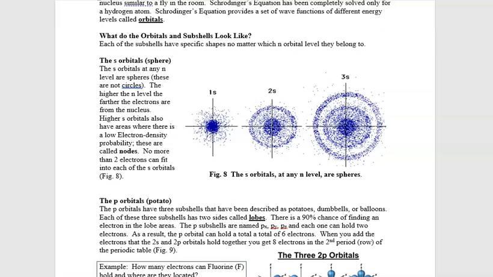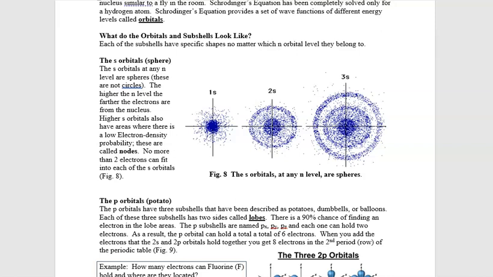So the s orbitals, sphere. The s orbitals at any orbital level are spheres. These are not circles. The higher the n level, the farther the electrons are from the nucleus. Higher s orbitals also have areas where there is low electron density probability. These are called nodes. No more than 2 electrons can fit into each of the s orbitals. So we know that already. The first orbital can only hold 2 electrons. But the same is true with the second s orbital.